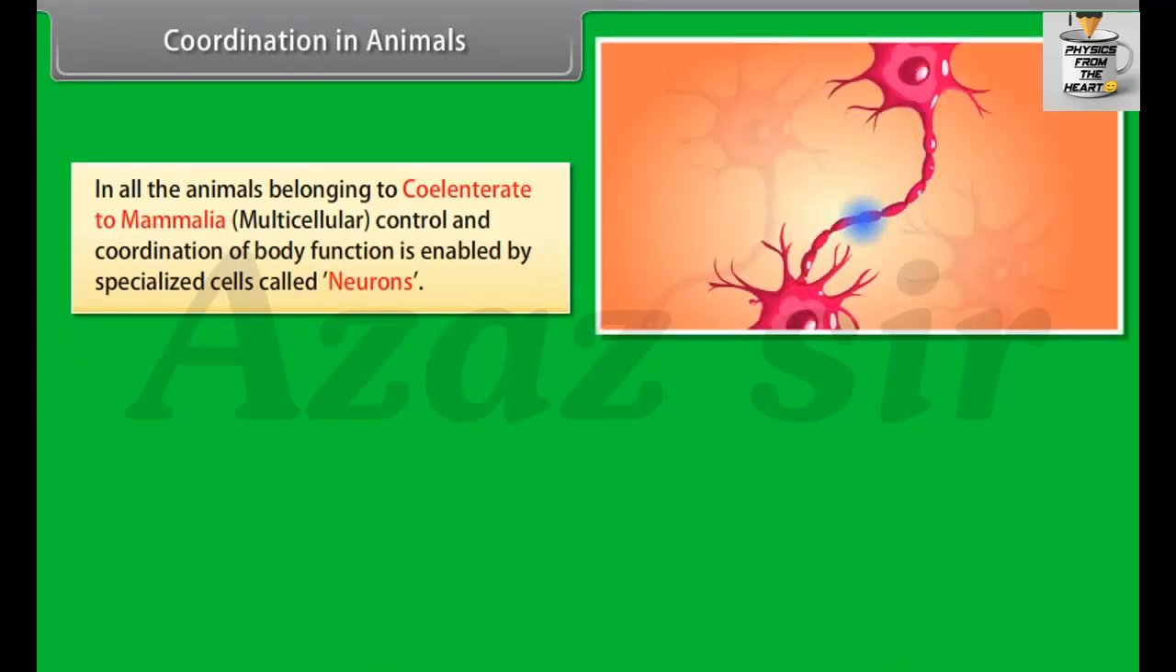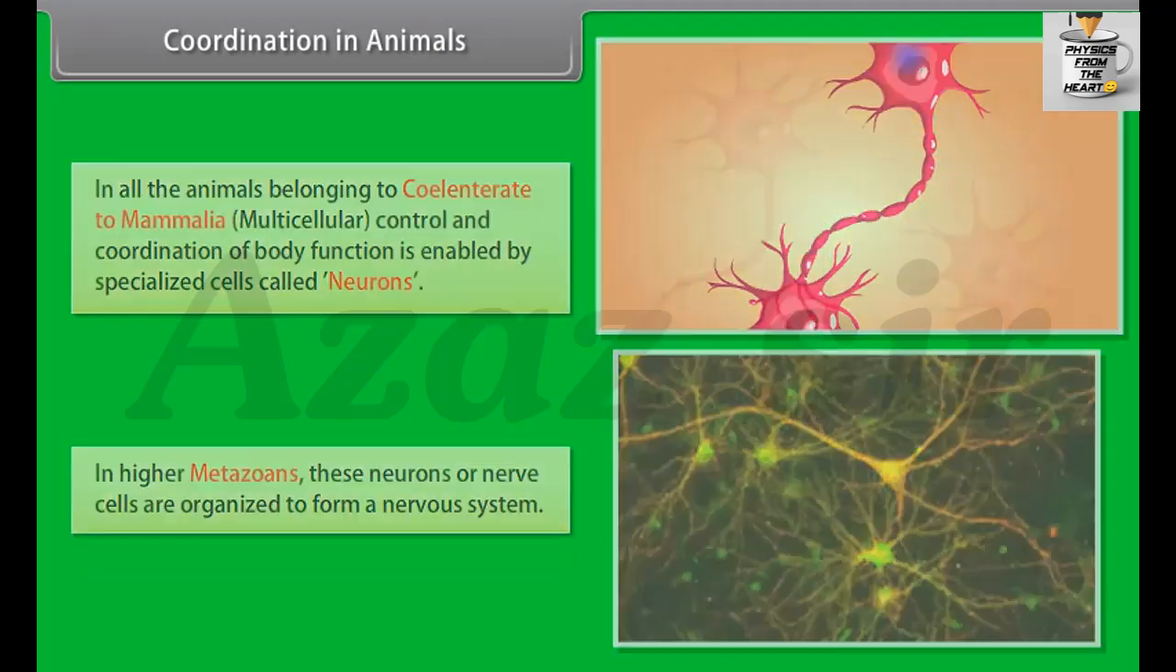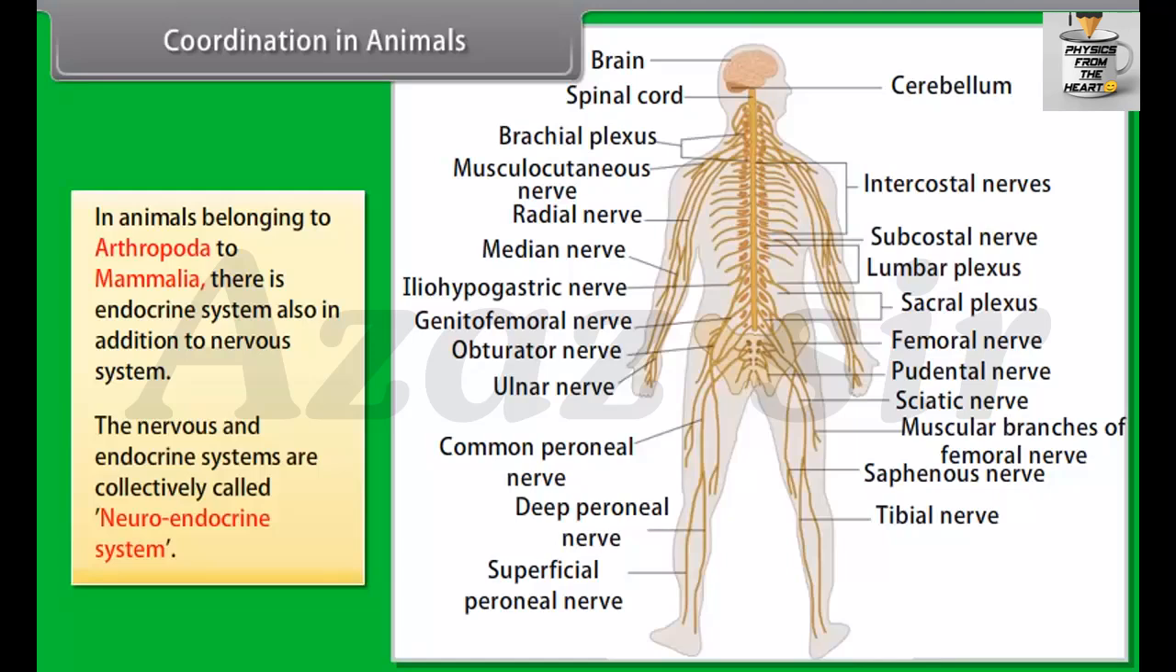Coordination in animals. In all the animals belonging to coelenterate to mammalia, multicellular control and coordination of body function is enabled by specialized cells called neurons. In higher metazoans, these neurons or nerve cells are organized to form a nervous system. In animals belonging to Arthropoda to mammalia, there is an endocrine system also in addition to the nervous system. The nervous and endocrine systems are collectively called the neuroendocrine system.